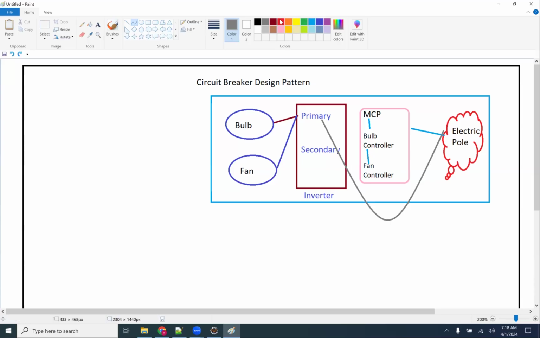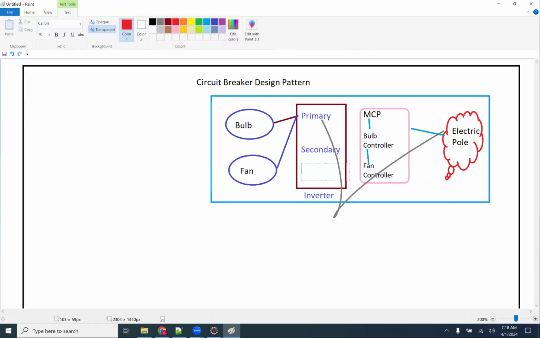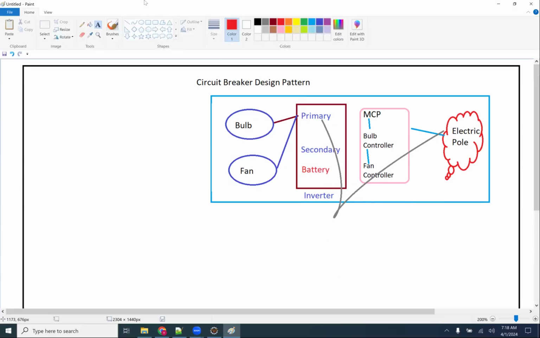And the secondary path is battery. I'm going to have a battery here, which also produces some type of current, AC current or DC current. I don't know what type of current it is, AC or DC. I'm a little bit weak about electricity, but it will produce some current.